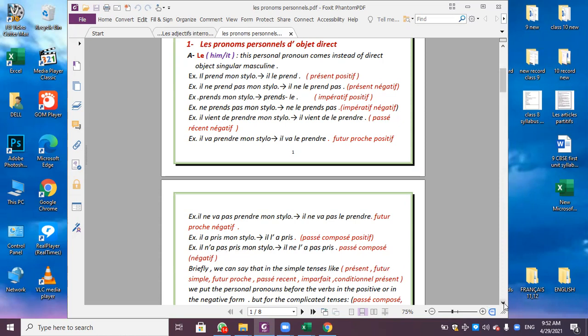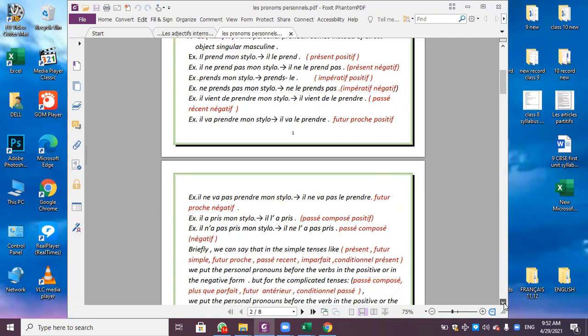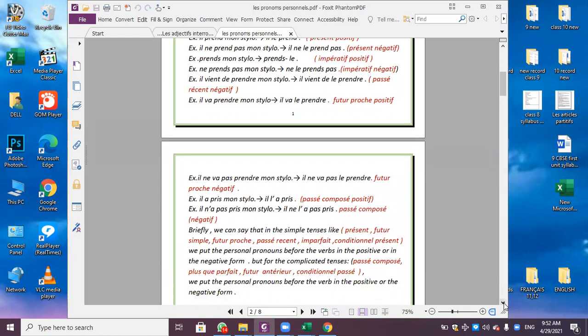Briefly, we can say that in the simple tenses like present, futur simple, futur proche, passé récent, imparfait, conditionnel présent, we put the personal pronouns before the verbs in the positive or in the negative form. But for the complicated tenses, we put this personal pronoun before the verb in the positive or in the negative form.